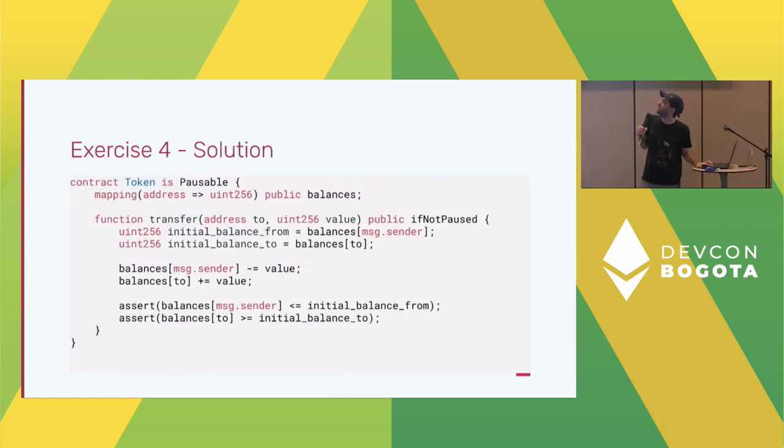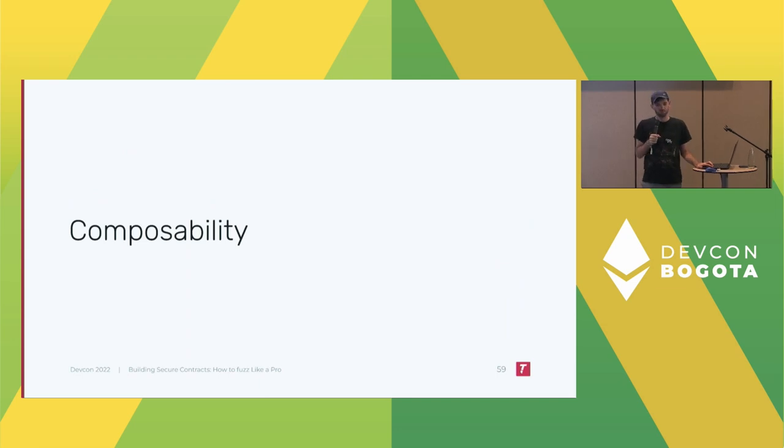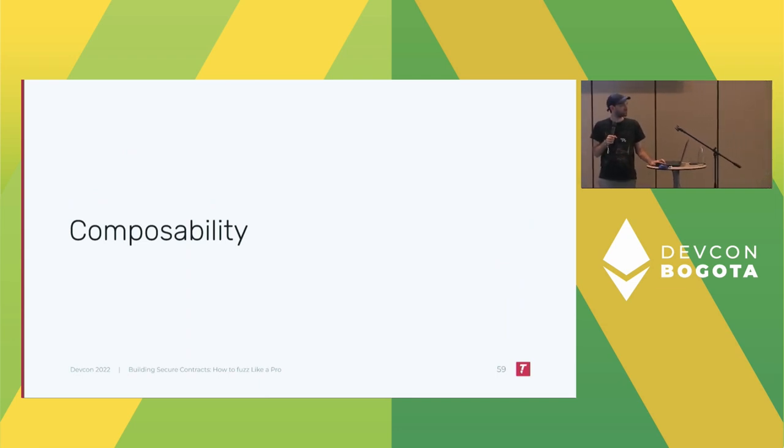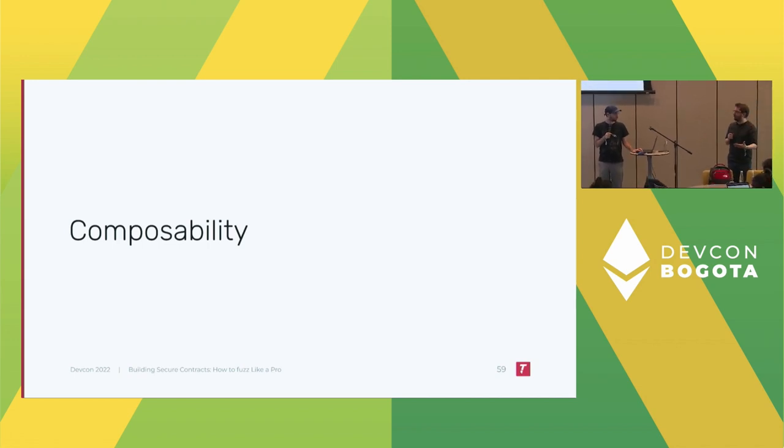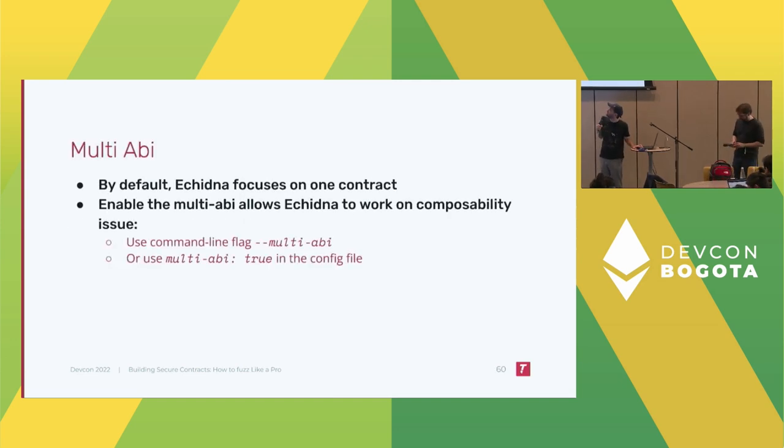This exercise was exactly the same as the first one, but instead of using function, Echidna and Devcon, we were using assertion. So it's exactly the same invariant, exactly the same setup, but with a different API, just as an example. Yeah, so we will go into a more interesting example.